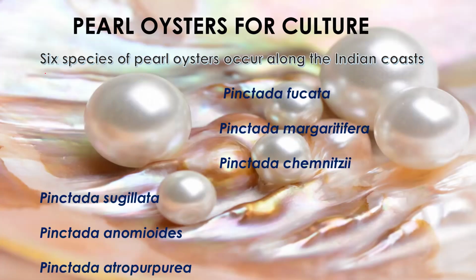Now, there are 6 important species of pearl oysters that occur along the Indian coasts. Among them, the most important ones are Pinctada fucata, Pinctada margaritifera, and Pinctada chemnitzi. The other species are also here, but the most important ones are Pinctada fucata and Pinctada margaritifera. You need to know the names, the scientific names of these pearl oysters.